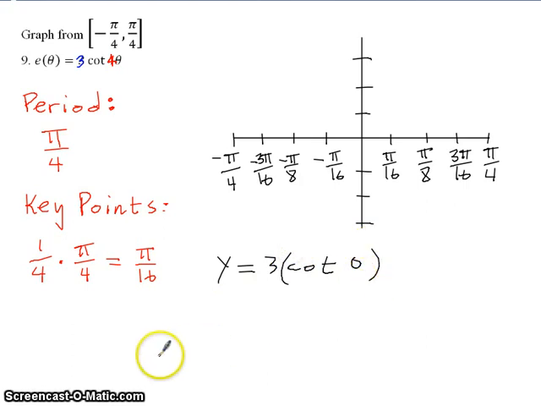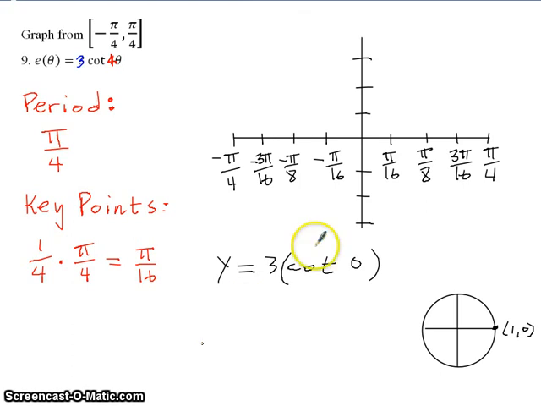What is the cotangent of 0? Might help us to have the unit circle. Okay, so cotangent of 0. Remember, cotangent's definition is x over y. And at 0, we have a 1 over 0, which is going to give us an asymptote. So at 0, we're going to have an asymptote. The start and the end of a period are the same, so we're going to have an asymptote right there as well. Let's plug in pi over 16, see what happens.